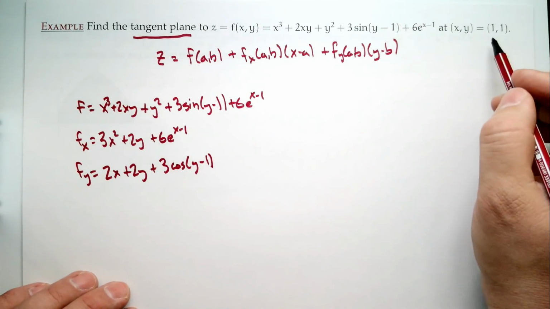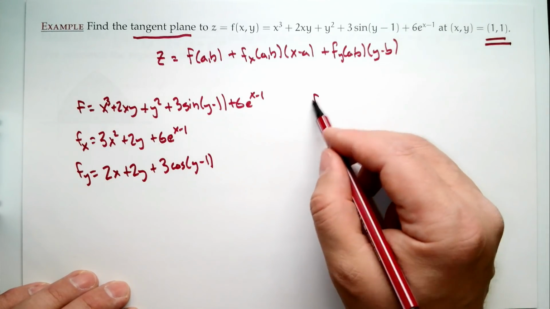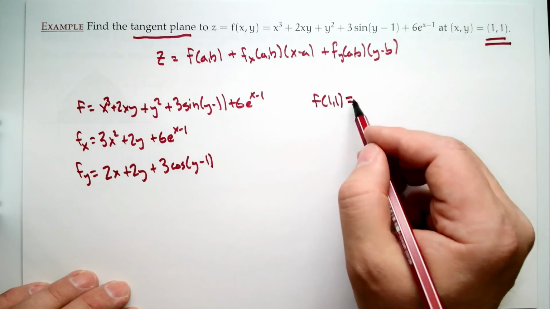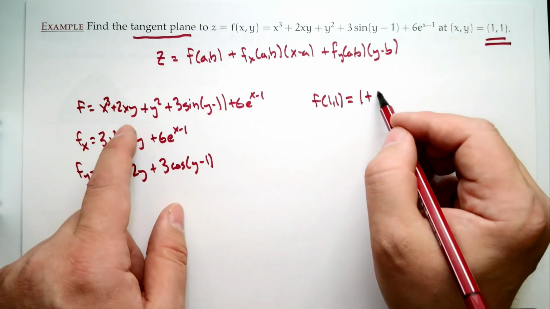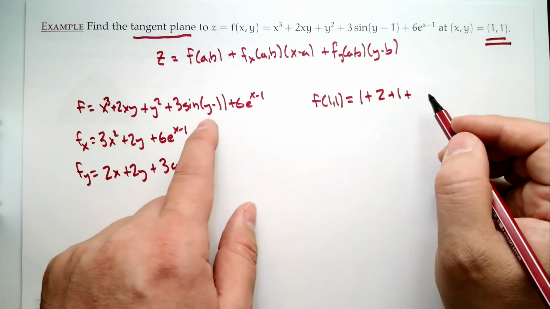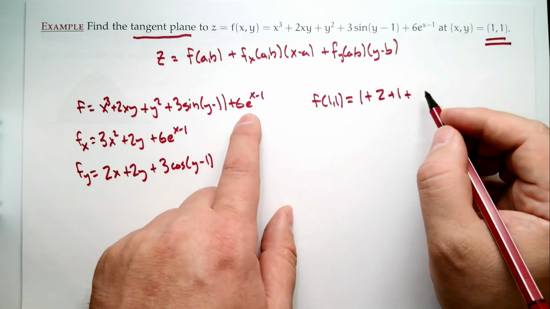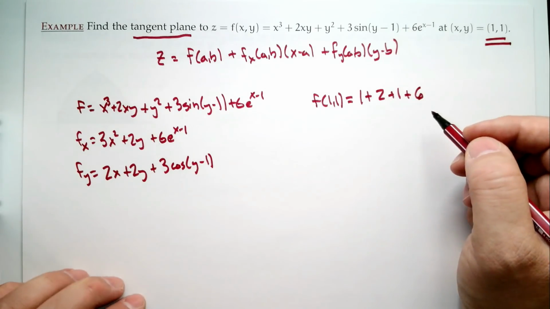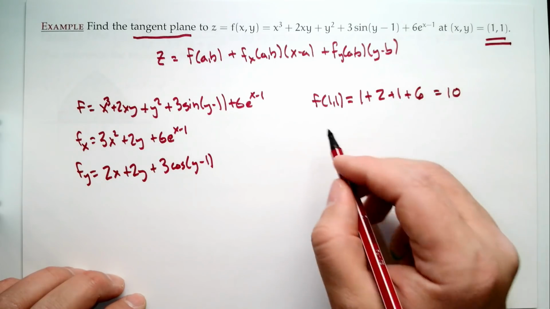We now plug in at our point of tangency, which is at (1, 1). So what happens when we plug (1, 1) in? We're going to get 1 plus 2 plus 1 plus 3 times sine of 0. Well, sine of 0 is 0, plus 6 e to the 0, which is 6. 1 plus 2 plus 1 plus 6 makes 10.